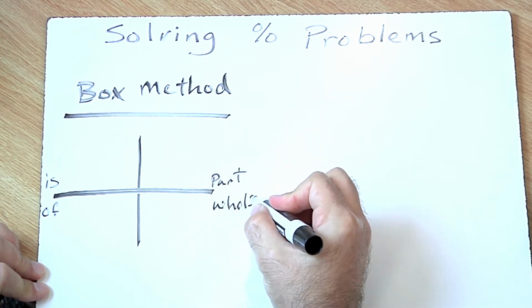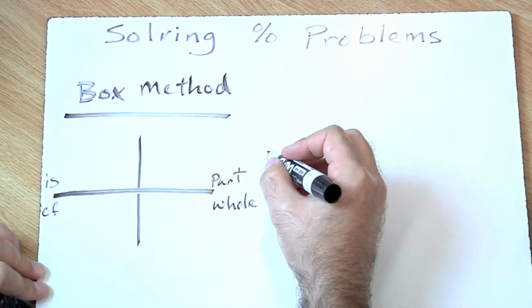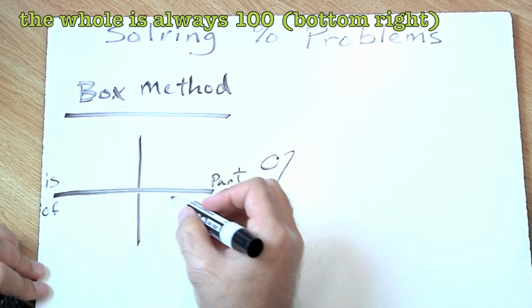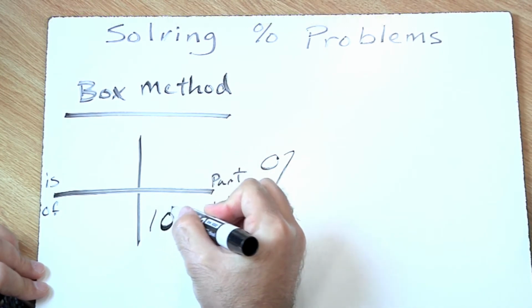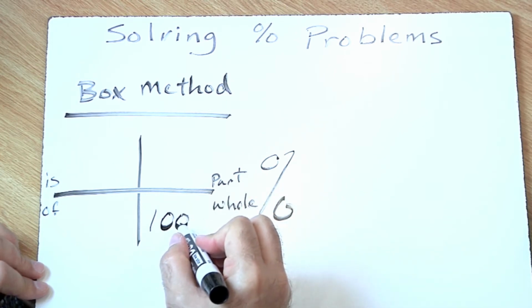And here's the thing, you only have to fill in 3 parts of the box. Actually 2, because the whole is always 100. So the right side is really the percent, and the bottom right corner is always 100. So let's take a look at a problem.